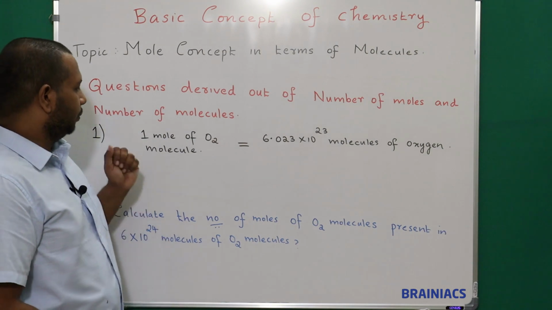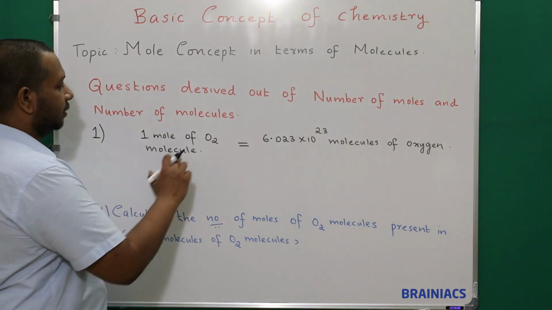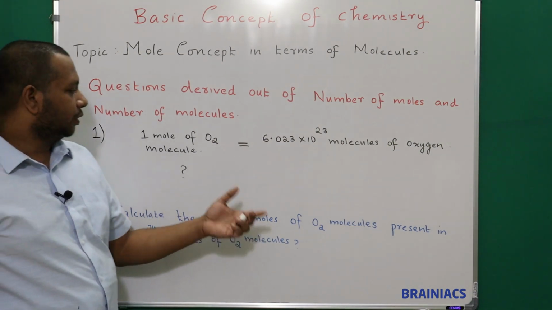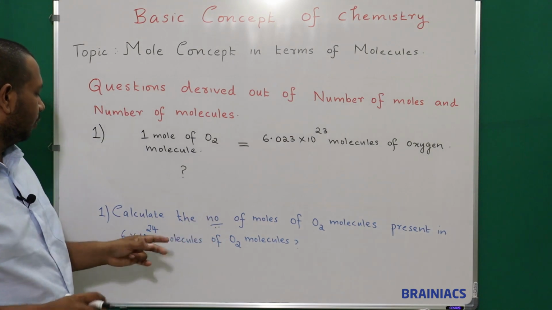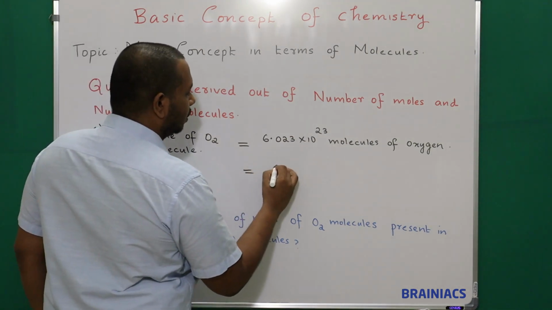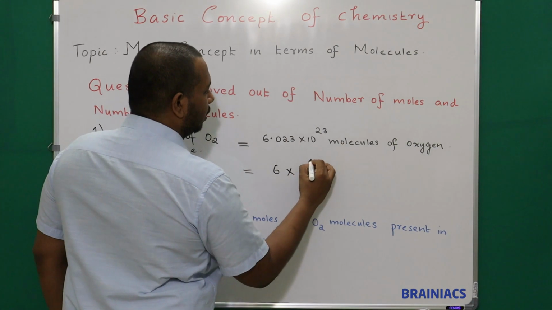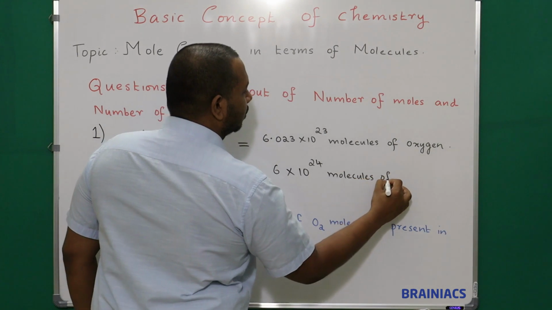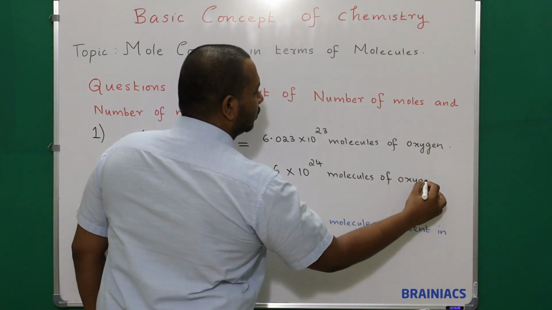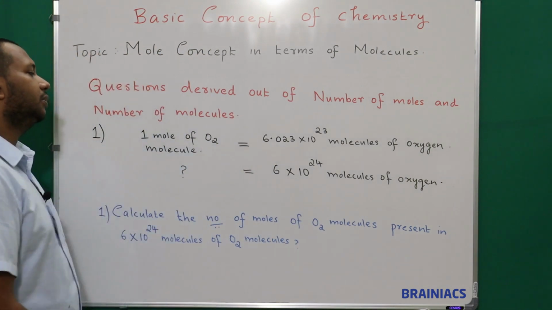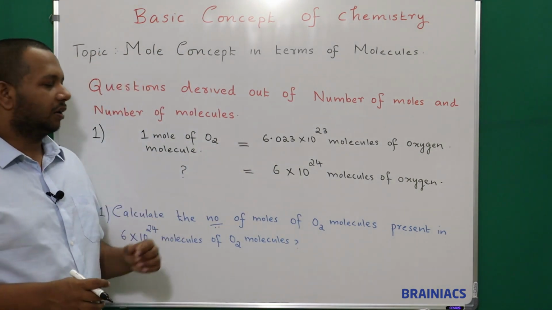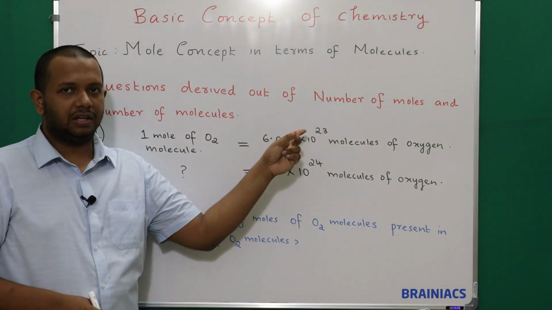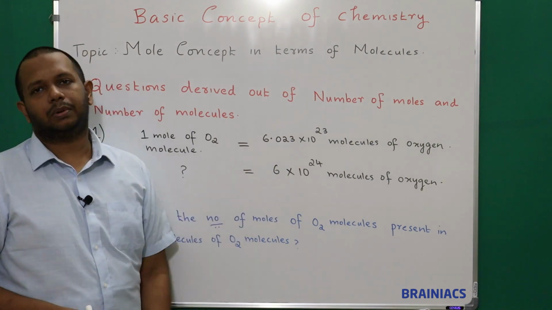Okay. Now, they are asking you to calculate the number of moles. So I will put the question mark here. And the number of moles in what they are asking? They are asking to calculate the number of moles in 6 into 10 power 24 molecules of oxygen. This is what they are asking me to calculate. And you know the method, how to do this. Now first I need to think how I can convert 6 into 10 power 23 to 6 into 10 power 24.